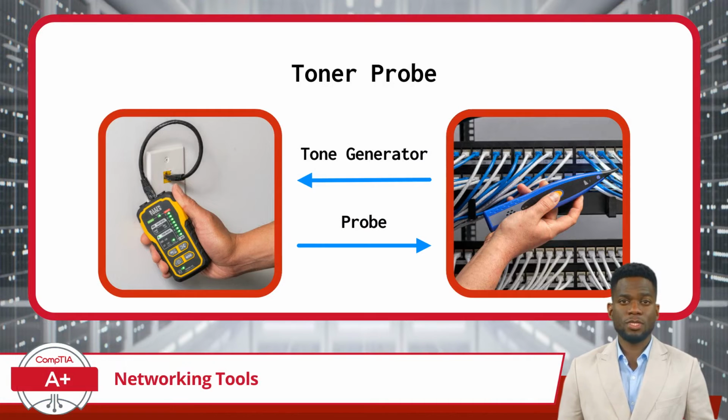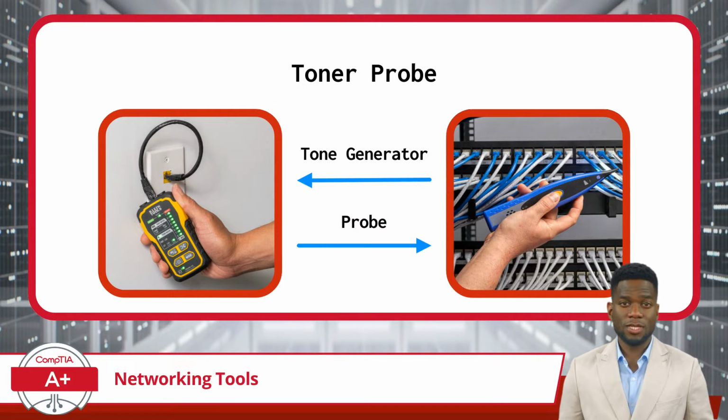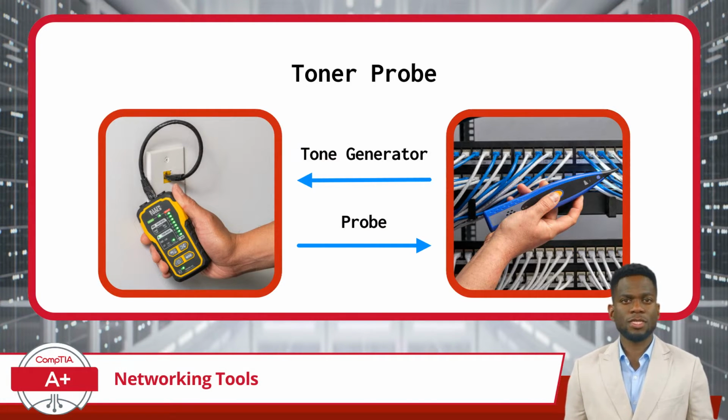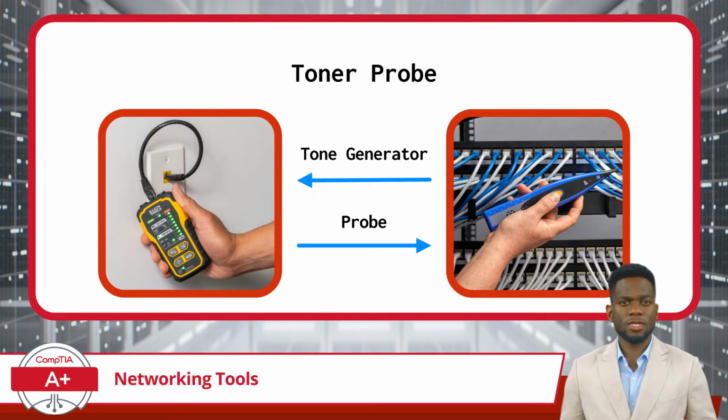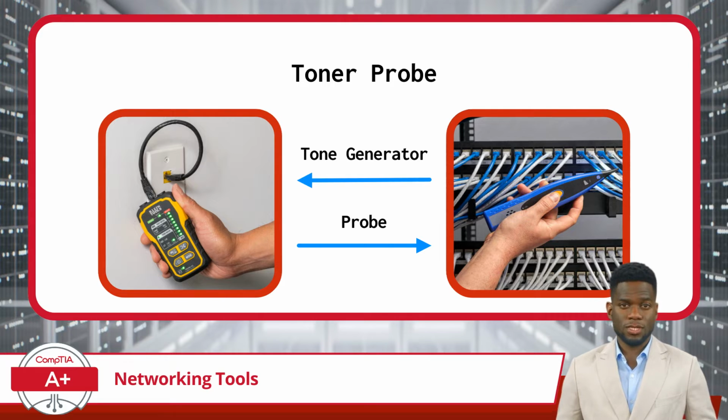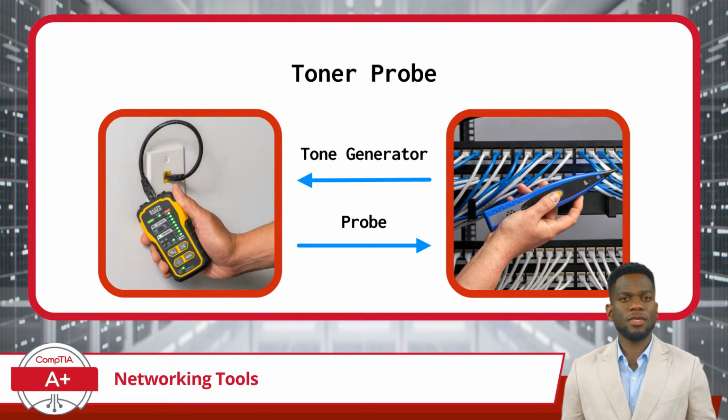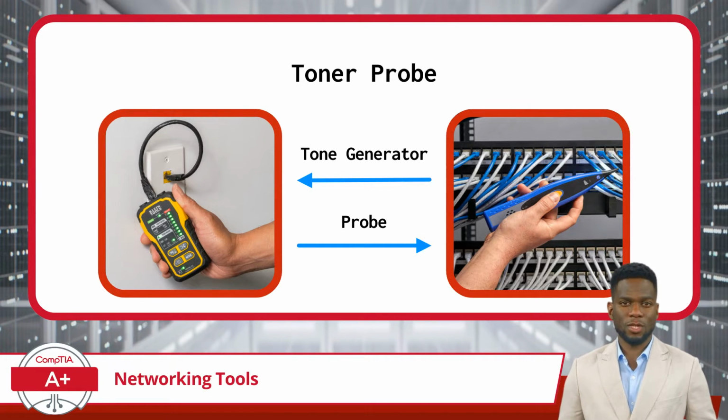A toner probe set, affectionately known as a fox and hound, is the go-to for tracing cables. When you have a mess of wires and need to find a specific one, the tone generator sends a signal down the wire, which is then detected by the probe. This is incredibly useful for locating specific cables within a bundle or identifying the termination point of a cable on a patch panel, which is often a challenge in complex network environments.